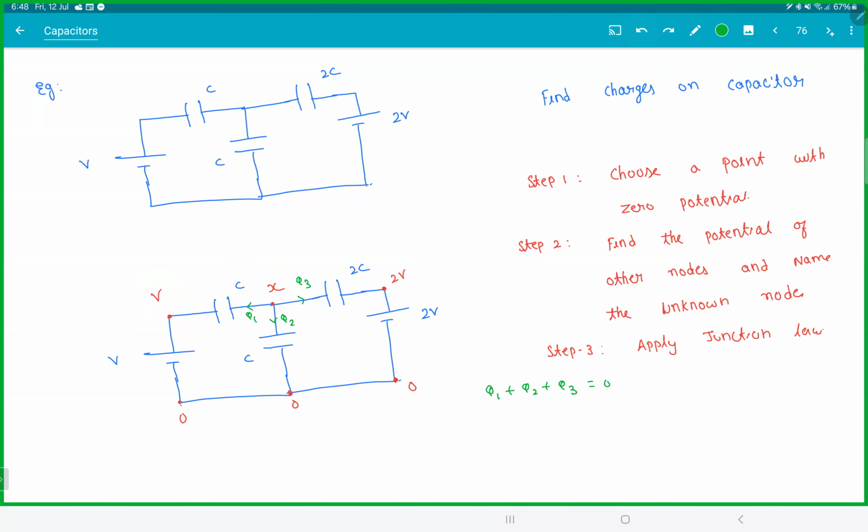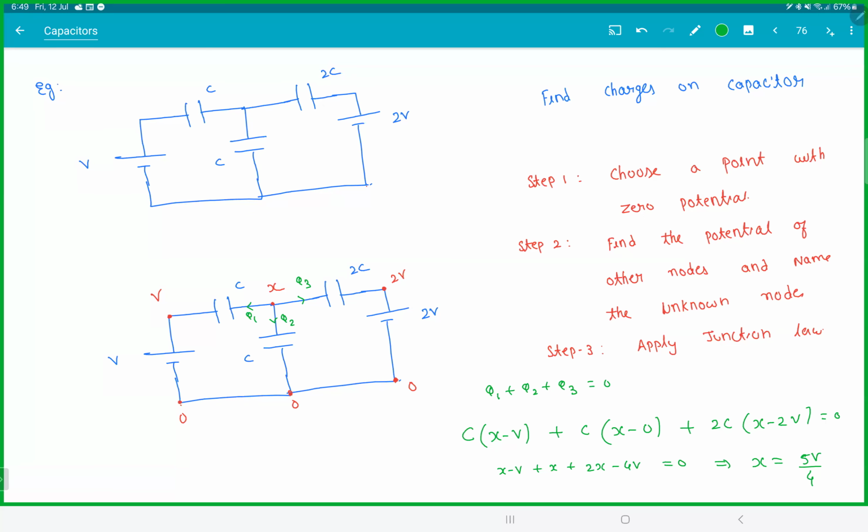So we are always taking from initial to final. So capacitance C, what is the potential difference? You're going from X to V. So the potential difference is X minus V. What is Q2? Potential into X minus 0. What is Q3? Capacitance into X minus 2V equal to 0. C goes off everywhere. You end up with X minus V plus X plus 2X minus 4V equal to 0. This will give you X is equal to 5V by 4.